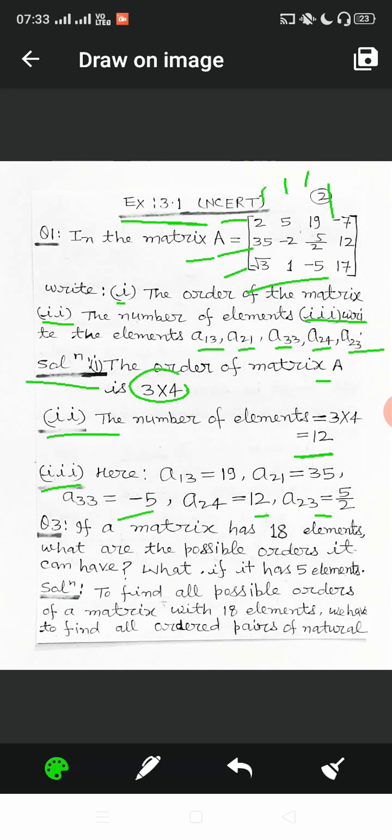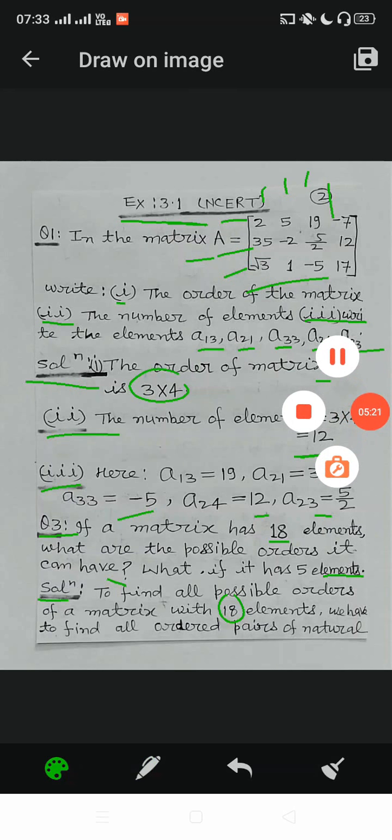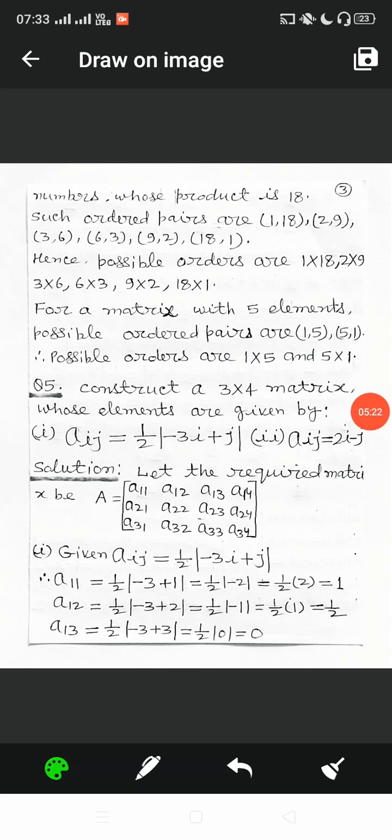Question number 3: if a matrix has 18 elements, what are the possible orders it can have? What if it has 5 elements? For solution, dear students, to find all possible orders of a matrix with 18 elements, we have to find all ordered pairs of natural numbers whose product is 18.